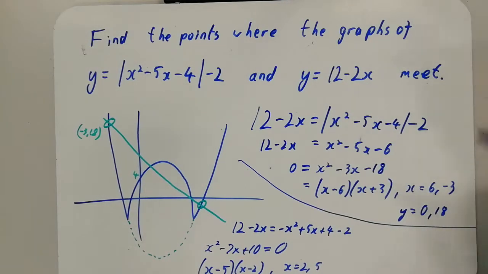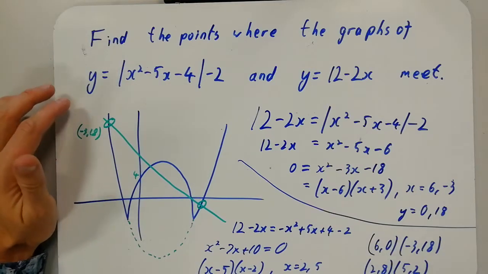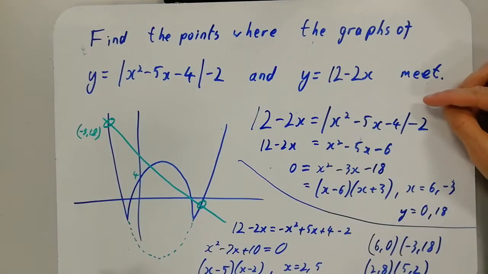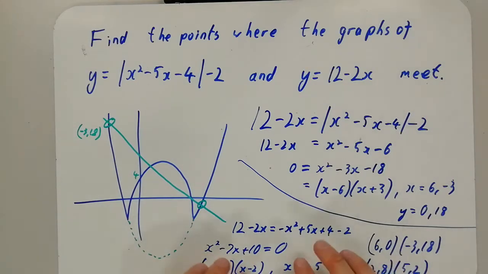I should probably then, because it did ask me for the points, just list all of the points that I have. 6, 0, minus 3, 18, 2, 8, and 5, 2. Remove any ambiguity of the 6 pairing with the 0, the minus 3 with the 18, and so on. And you can see that we can solve an equation where we've got a modulus in it by first of all assuming that the modulus does not take any effect, and then assuming that it does take an effect. A quick sketch just helps you see that you are looking for the correct number of solutions. And we're done.